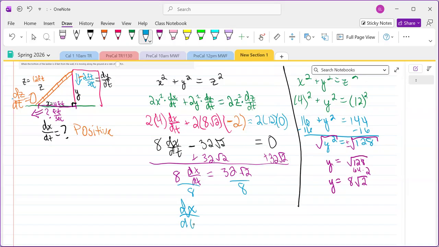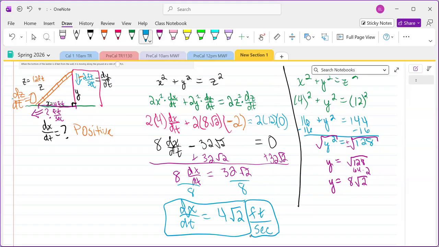So we have dx over dt equals 4 square roots of 2. And it's positive because the x distance is getting bigger. And this would be in units, a feet per second. So we can type in 4 square roots of 2 in WebWork, or we could type in the decimal, and WebWork should take either answer.